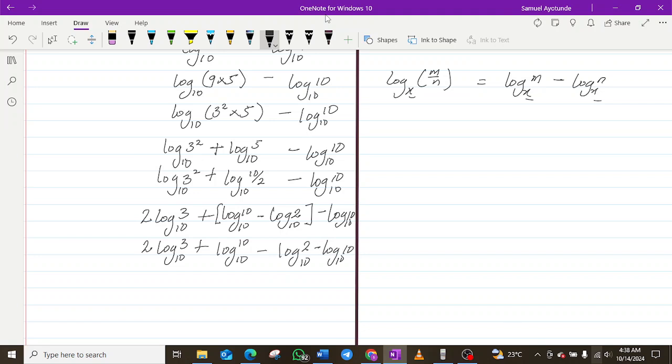So these two can take out each other. One is positive, one is negative: log 10 base 10 minus log 10 base 10. So they can take out each other. From there, we have 2 log 3 base 10 minus log 2 base 10.